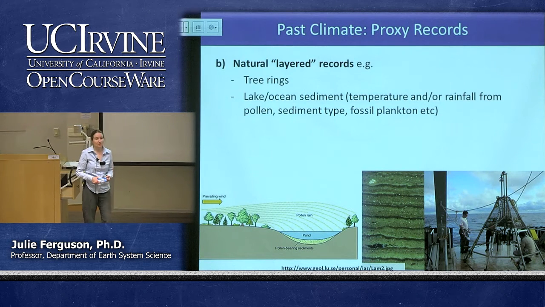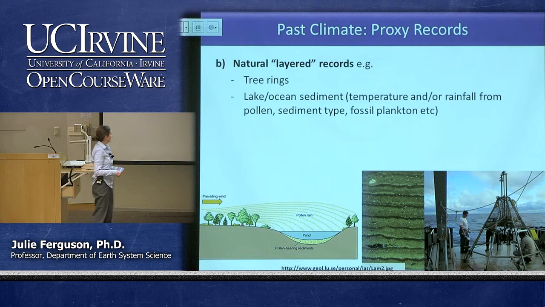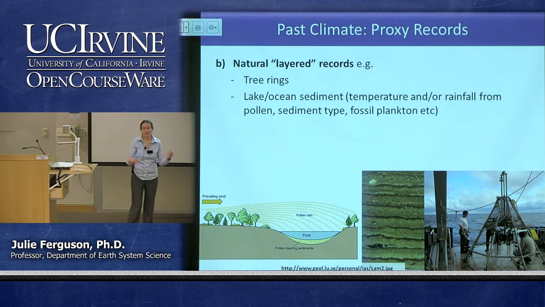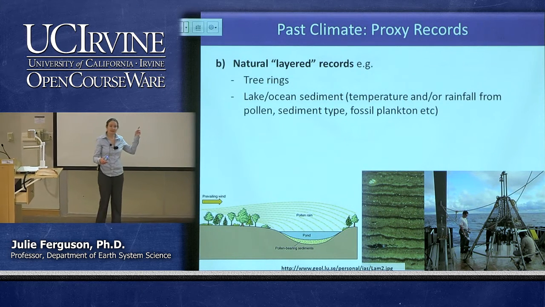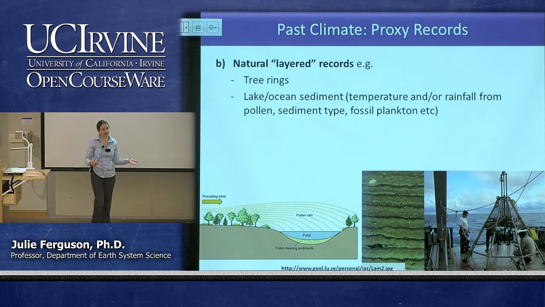Near lakes, we could look at pollen. So my little cartoon here shows that if we have a pond or a lake, then pollen from the nearby vegetation will blow into that lake.